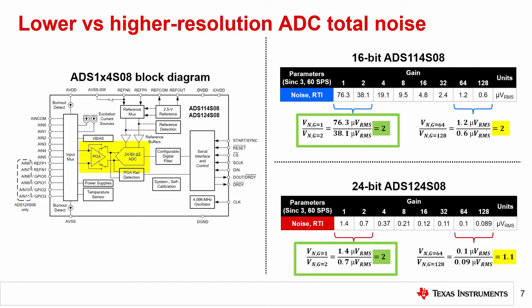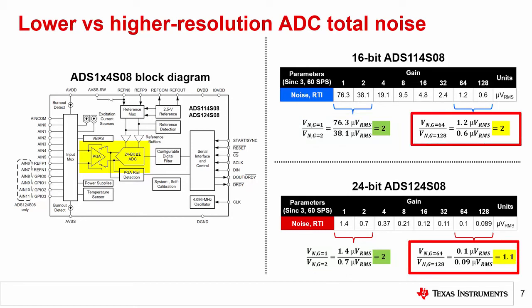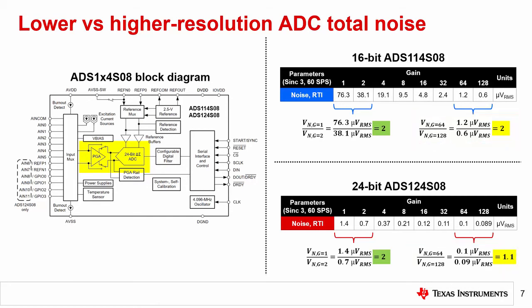If you take the ratio of the input referred noise at a gain of 1 and at a gain of 2, you get approximately 2 for each ADC, as highlighted in green. Conversely, if we take the same ratio for gains of 64 and 128, the 16-bit ADC still has a noise ratio of 2, while the 24-bit ADC now has a noise ratio of approximately 1. These results are highlighted in yellow. On the next slide, we will discuss why this happens.